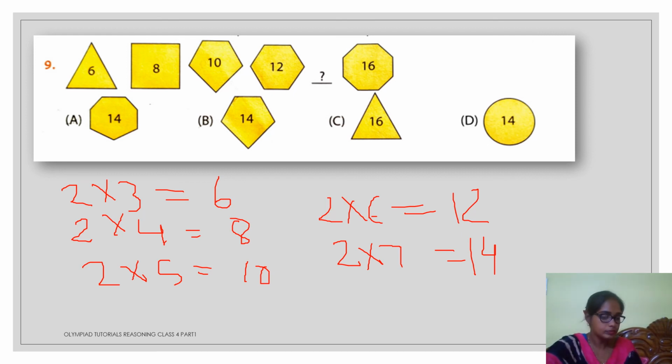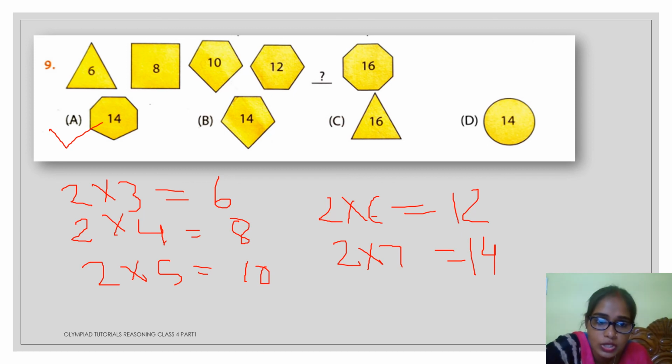After observing the diagram, you can see the number of sides is going on increasing. In the first picture, how many sides do you have? 3 sides. A triangle has 3 sides. The next you have a square that has 4 sides. In a pentagon you have 5 sides. And here you have a 6-sided figure, a hexagon. So the next figure will have 7 sides. Among these options A, B and C, which figure is going to have 7 sides? This is option number A. So this figure will be the missing figure.